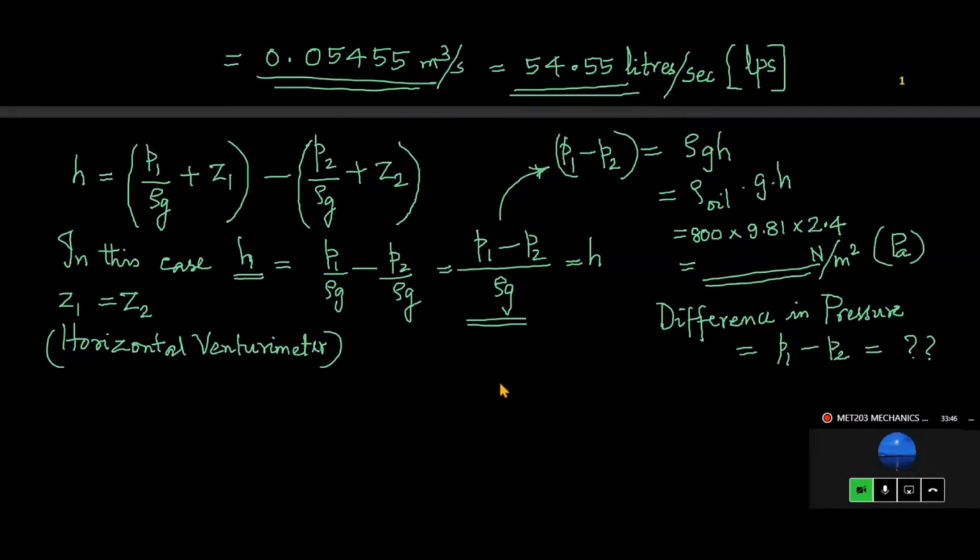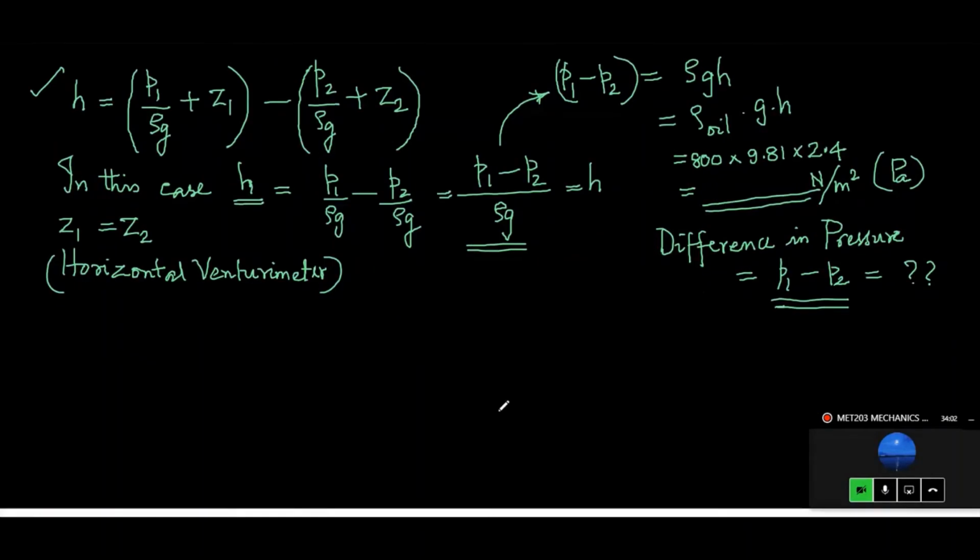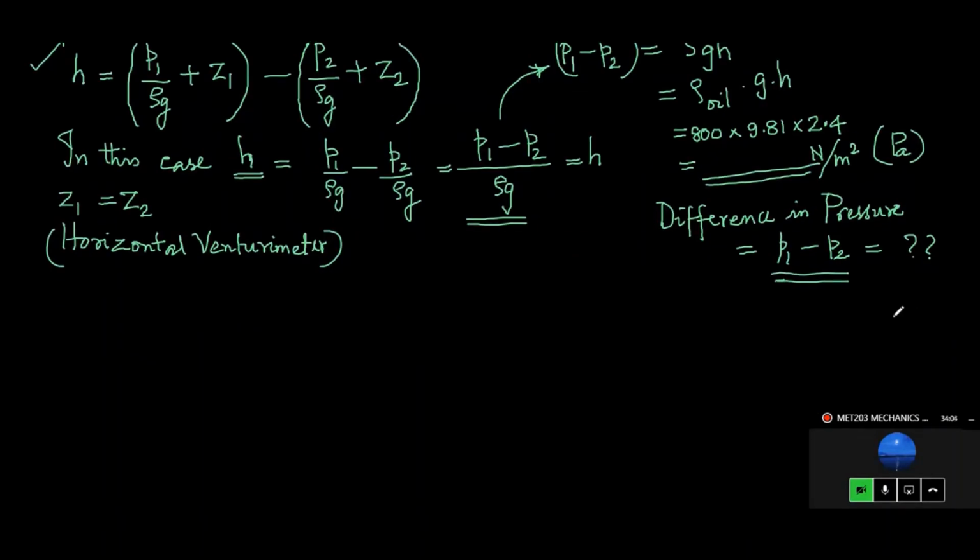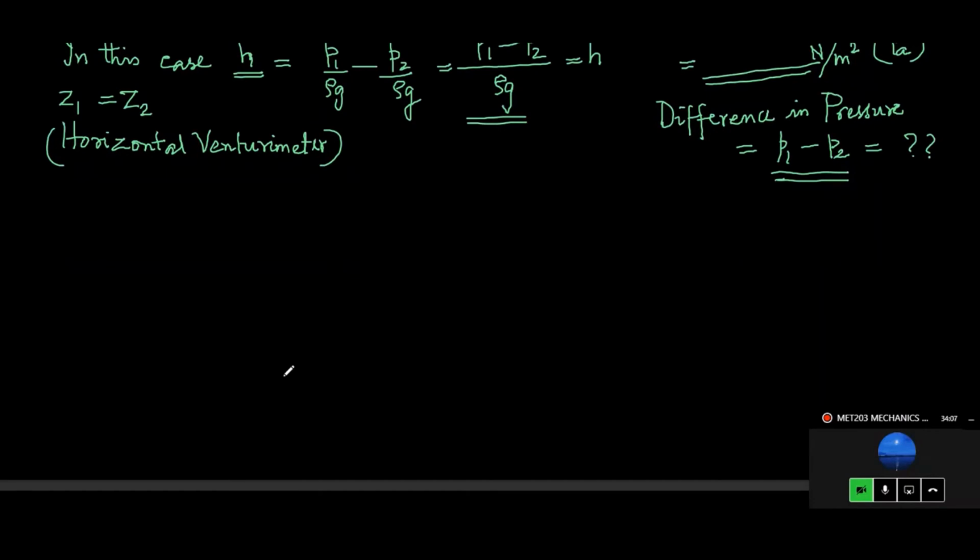And in case of inclined venturi, Z1 and Z2 will be there in the equation. So you then use this equation for calculation purpose. Okay, so P1 minus P2, and also if one of the pressures is given, you can find out the other pressure, because from this you are getting the difference, and if one pressure P1 is given, then you can find out P2 and vice versa. Okay, so this is all about venturi meter. Just I want to discuss, and then the next one is orifice.